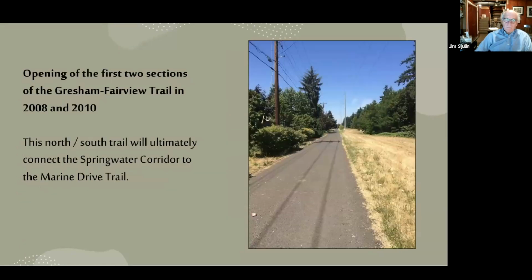Next slide. Meanwhile, Gresham and Fairview, two cities just east of Portland, are working on this section of trail, a north-south trail that runs about 5.25 miles from the Springwater up to the Marine Drive Trail on the Columbia River. And the first two sections happened in 2008 and 2010. And we're happy to say that in the near future, there's going to be an extension to that, and it'll be down to like 9/10 of a mile from full completion. Next slide.